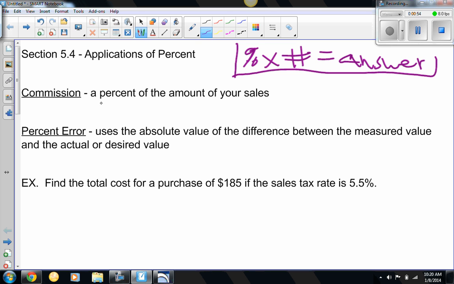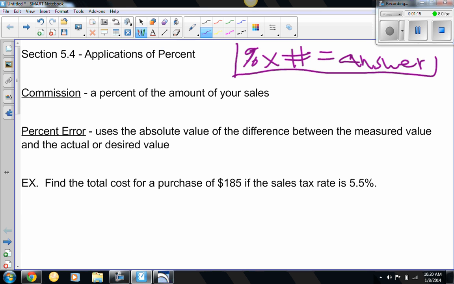So to do commission, which is the percent of the amount of your sales. People that work in the mall, a lot of them get paid commission. And that's why when you walk in the store, they won't leave you alone. They're trying to sell you stuff, and they bring you different colors and different accessories. That's why they do it, because they get paid based on how much they sell.